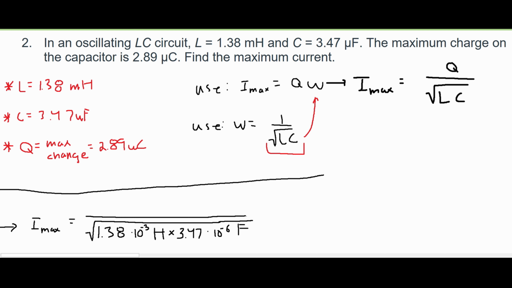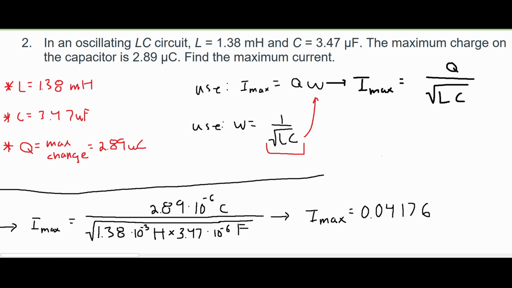Once we have our denominator written out, we can write up our max charge, which is Q, on the top. This is going to be 2.89 microcoulombs, and since it's micro, we have to multiply this by 10 to the negative 6 to get coulombs like this. After we plug this into our calculator, we are going to get 0.04176, and we can round this, or leave it like this.